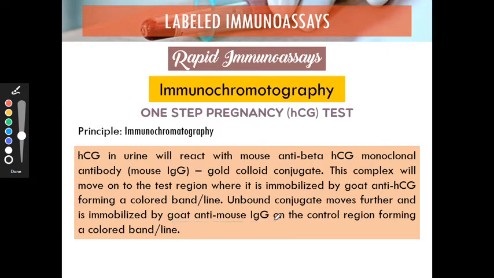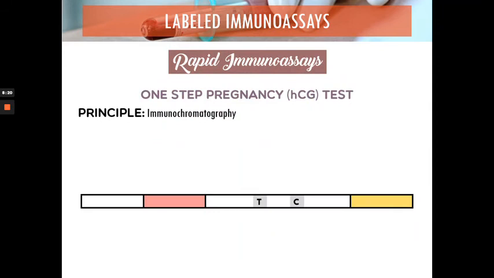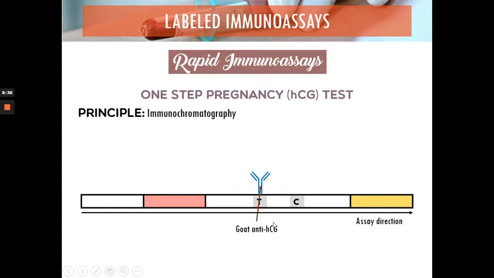To understand it even better, we'll have another illustration, again from Sir Jemu, the best Sir Jemu. Here is the sample kit inside. The flow of the assay is from the sample pad to the absorbent pad, which is why it's also called lateral flow immunoassay. In the test line, you already have an antibody waiting there. By the name itself, it's goat anti-HCG, an antibody to HCG.